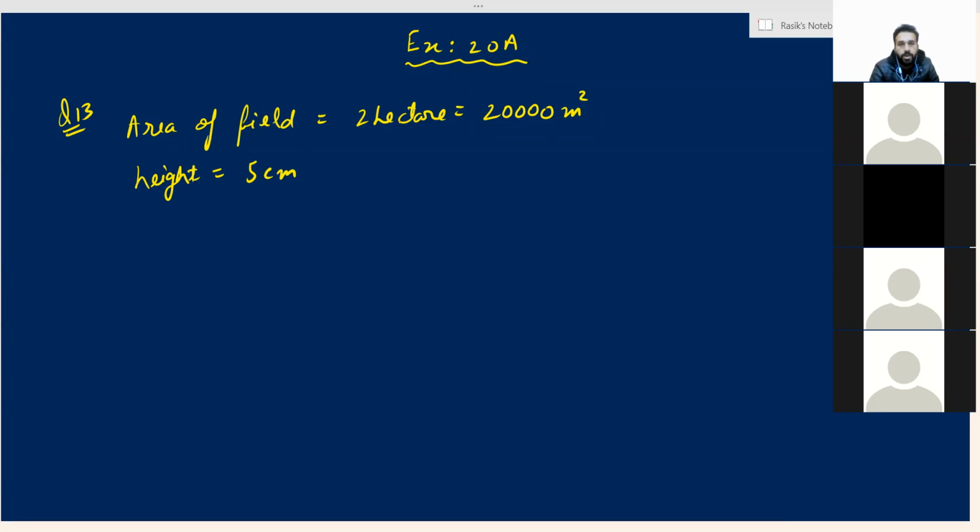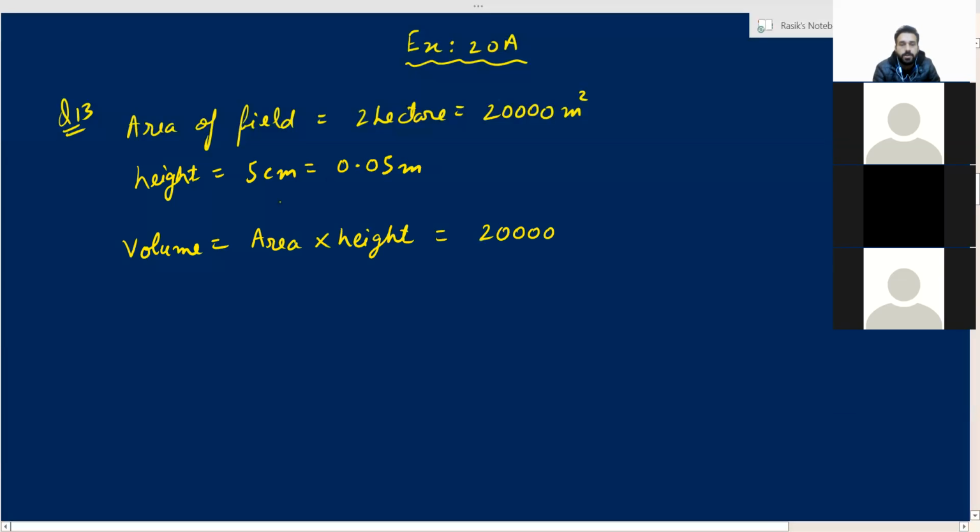So can we find the volume? Yes, we can find the volume. Volume is equal to area into height. So many times we have used this formula in so many questions. So area is 20,000 meter square. Height is 5 centimeter. Change it in meters, divide by 100: 0.05 meter. Now you can multiply and you will get the volume in meter cube.